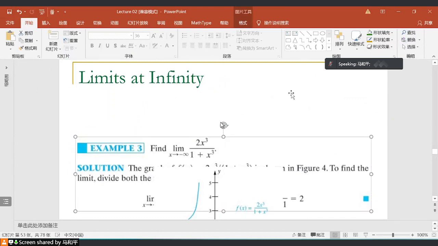Okay, for this one, hello students, have a try at example 3 by yourself and then we will explain example 3.